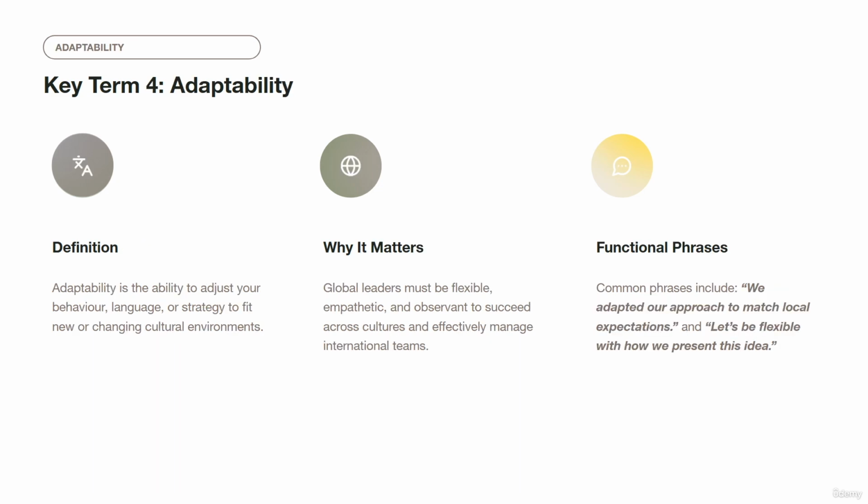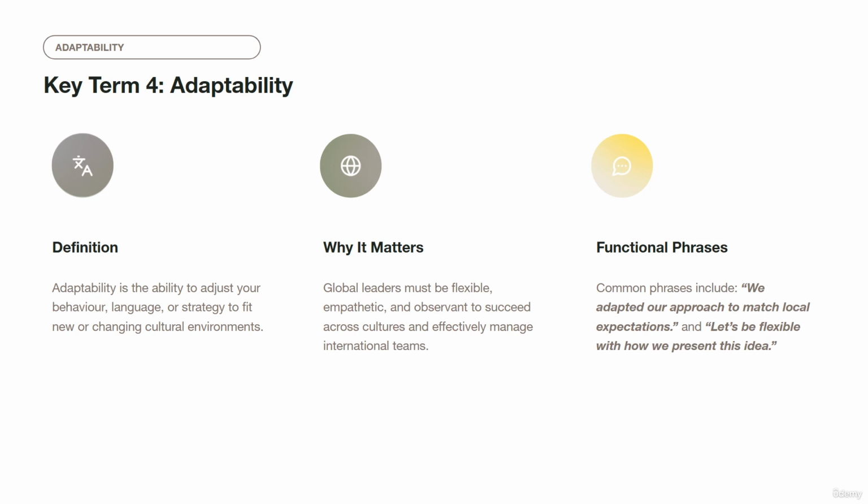So adaptability is crucial. Adaptability is the ability to adjust your behavior, language, or strategy to fit new or changing cultural environments. As you can imagine, this is very important in international leadership. Global leaders must be flexible, empathetic, and observant to succeed across cultures and effectively manage international teams. Phrases such as "we adapted our approach to match local expectations" and "let's be flexible with how we present this idea" are going to be crucial in the field of adaptability.